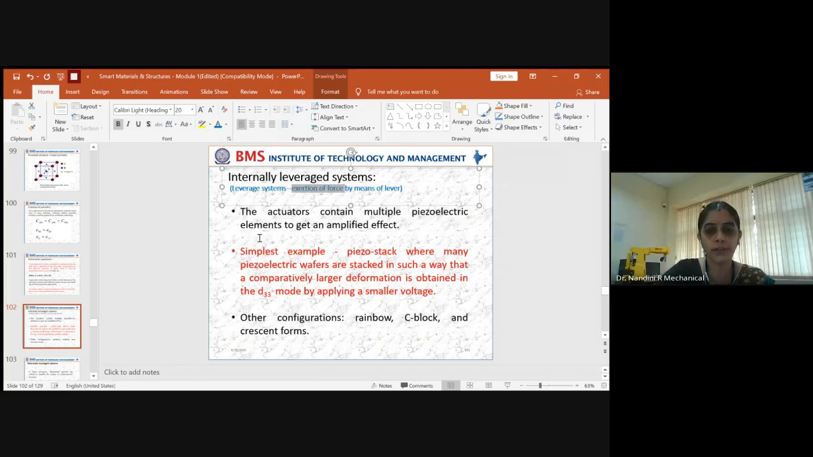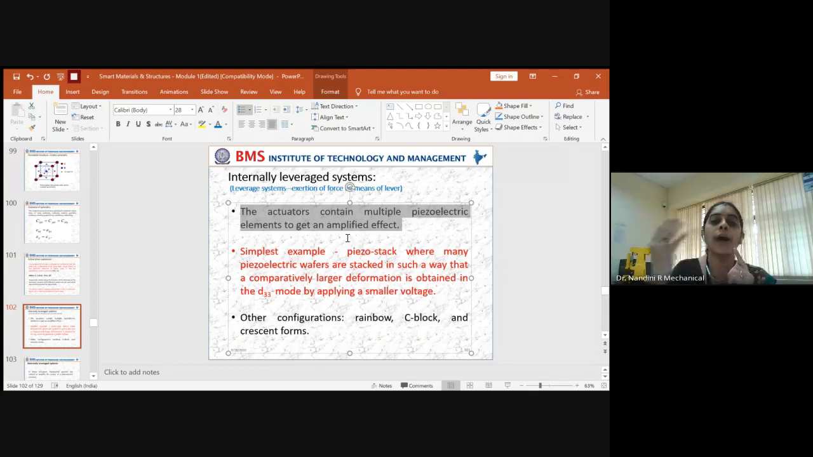Okay, so when we relate this to our piezoelectric material, you should understand the actuators usually contain multiple piezoelectric elements. So with a single piezoelectric element, you cannot get the required work because you should get that much amount of voltage, right, to do some particular work. So here you have two effects. One is a direct effect and the indirect effect.